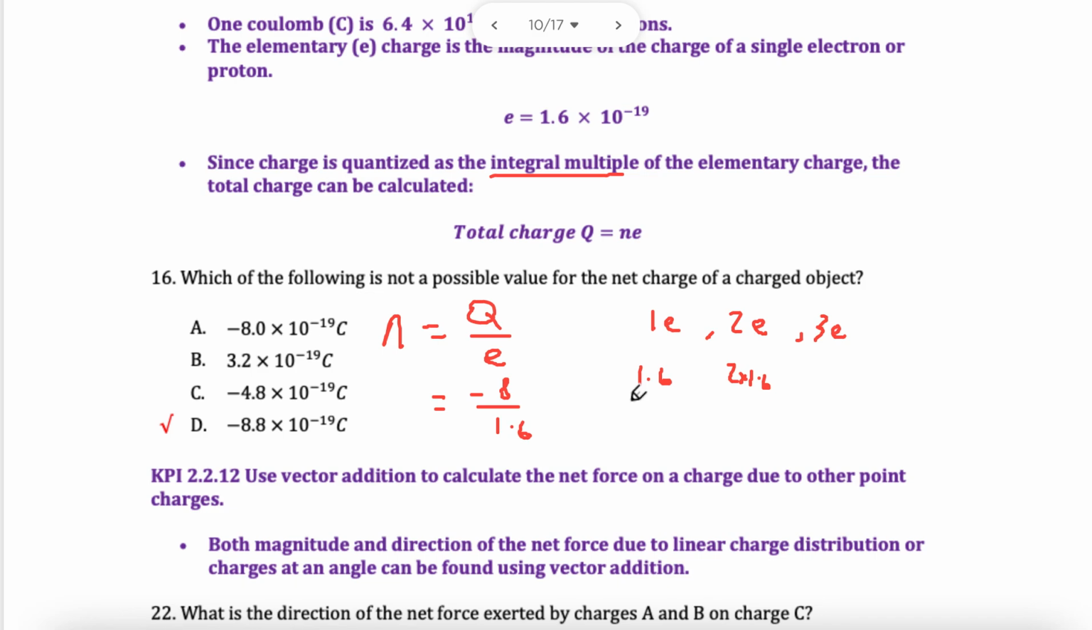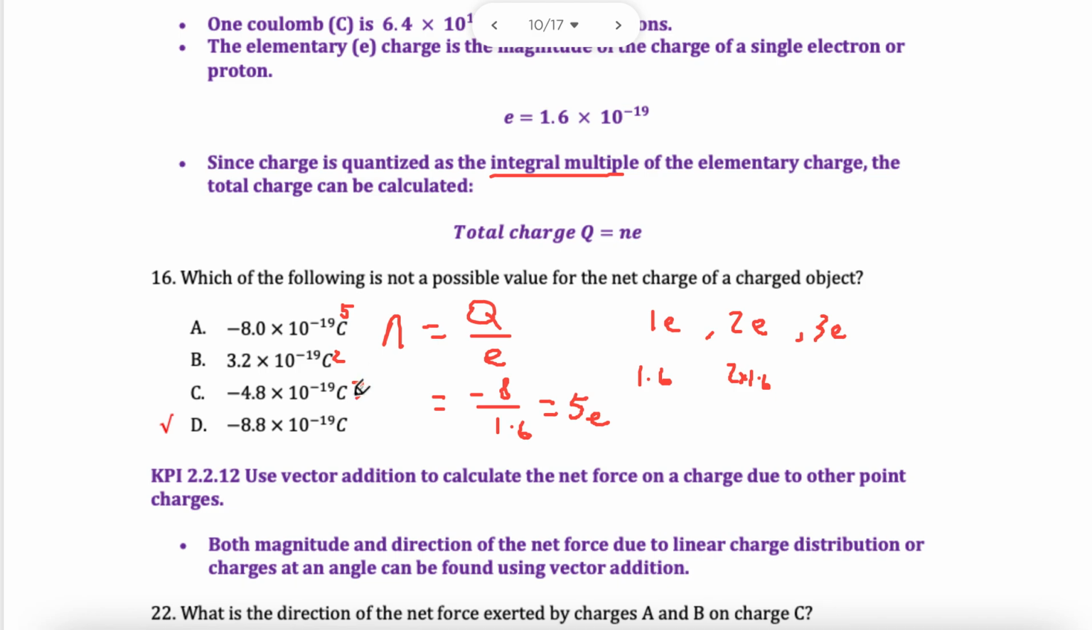8 over 1.6, I will get 5. So that is 5 electrons. Electrons, that's fine. 3.2, I've just mentioned that. 3.2 is 2 electrons. 4.8 divided by 1.6 would give you 3 electrons. That's 5 electrons. This is 2 electrons. 3 electrons. What happens if I do this next one?